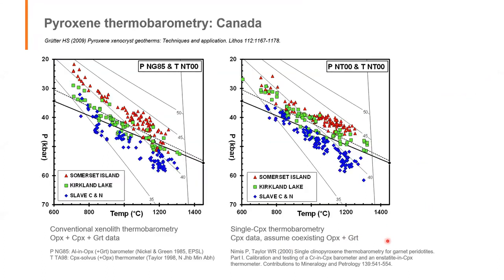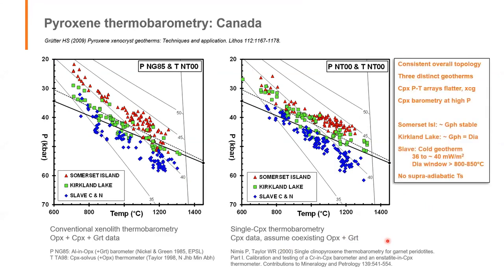So I've played the same game in Canada. And again, you can see basically the same situation. The overall topology, red versus green versus blue, is the same on the left-hand side as it is on the right-hand side. There are no temperatures above the adiabat. You reproduce that on the left to the right.